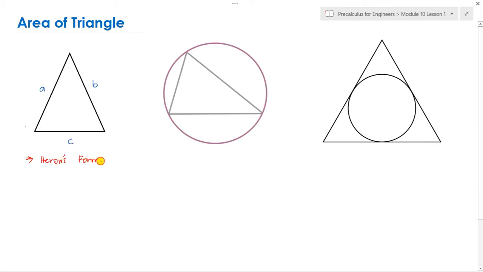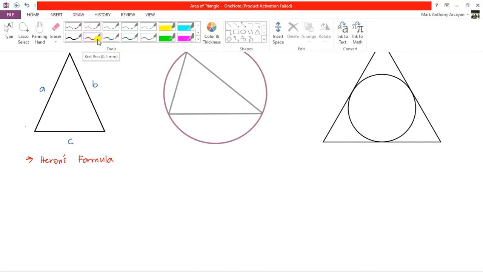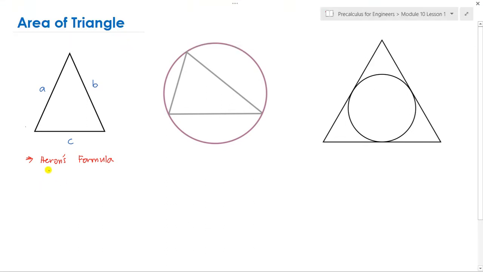Heron's formula. The derivation comes from the cosine law and sine law, so it takes a bit long. Now for Heron's formula, we first determine the semi-perimeter S. The semi-perimeter is the perimeter of the triangle divided by 2, so we have (A + B + C) / 2. This is called the semi-perimeter by Heron's formula, because it is the entire perimeter divided by 2.